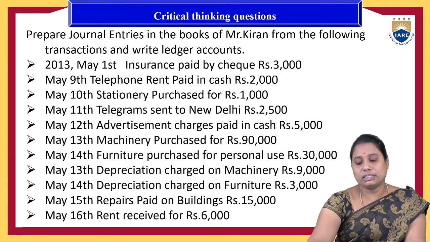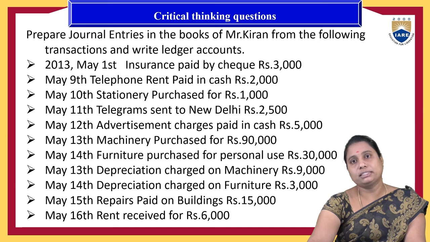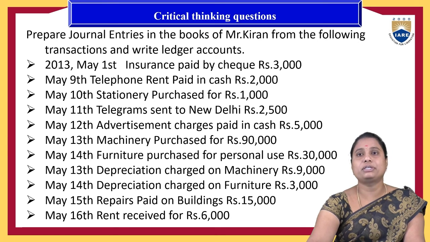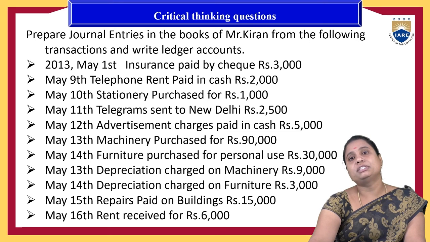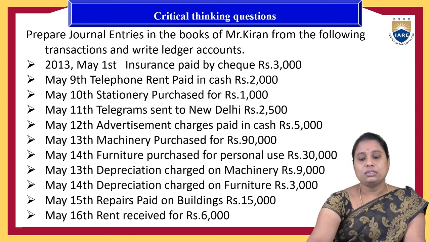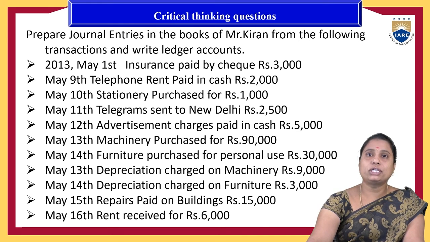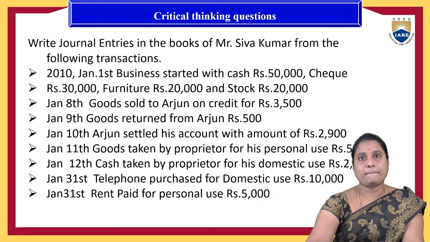Depreciation charged on machinery means depreciation account as well as the cash account. Depreciation charged on furniture means depreciation account and cash account. Repairs paid on buildings means repairs and maintenance plus cash. Rent received for 6,000 means rent and cash. So like this, for this one we can prepare the journal and separately the ledger.